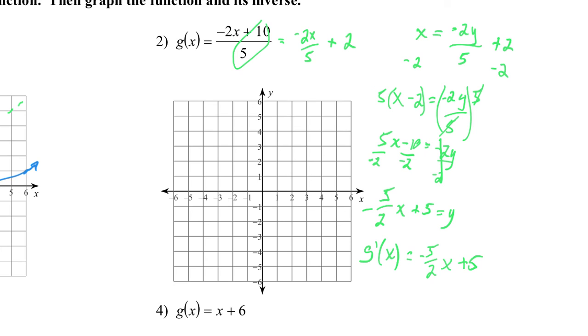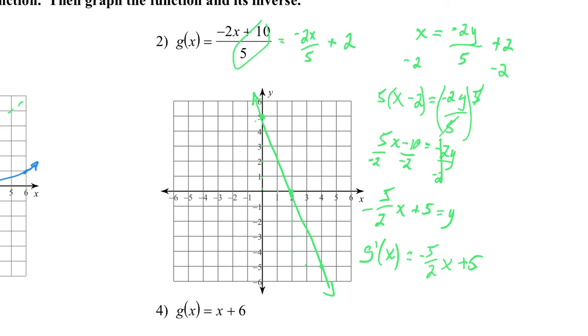So we have a b of 5, a slope of negative 5 over 2, so we're down 5, 1, 2, 3, 4, 5, and to the right 2, 1, 2. 1, 2, 3, 4, 5, 1, 2. So there is the graph of our inverse function.